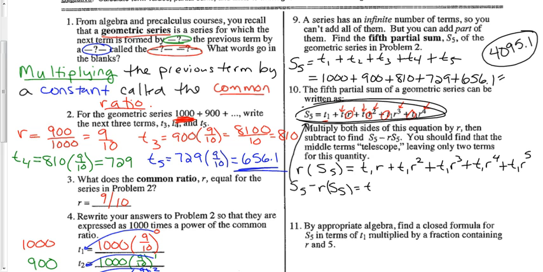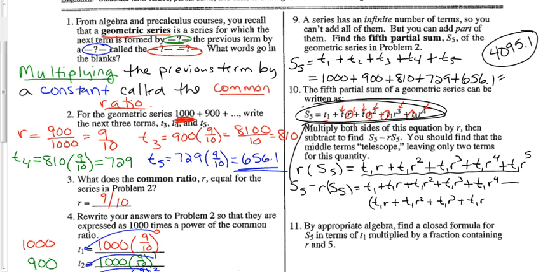So t sub 1 plus t sub 1 r plus t sub 1 r squared plus t sub 1 r cubed plus t sub 1 r to the fourth. And I'm going to subtract, this is a continuation of what I already had there, which is this part. So t sub 1 r plus t sub 1 r squared plus t sub 1 r cubed plus t sub 1 r to the fourth plus t sub 1 r to the fifth. And then we're going to simplify this.